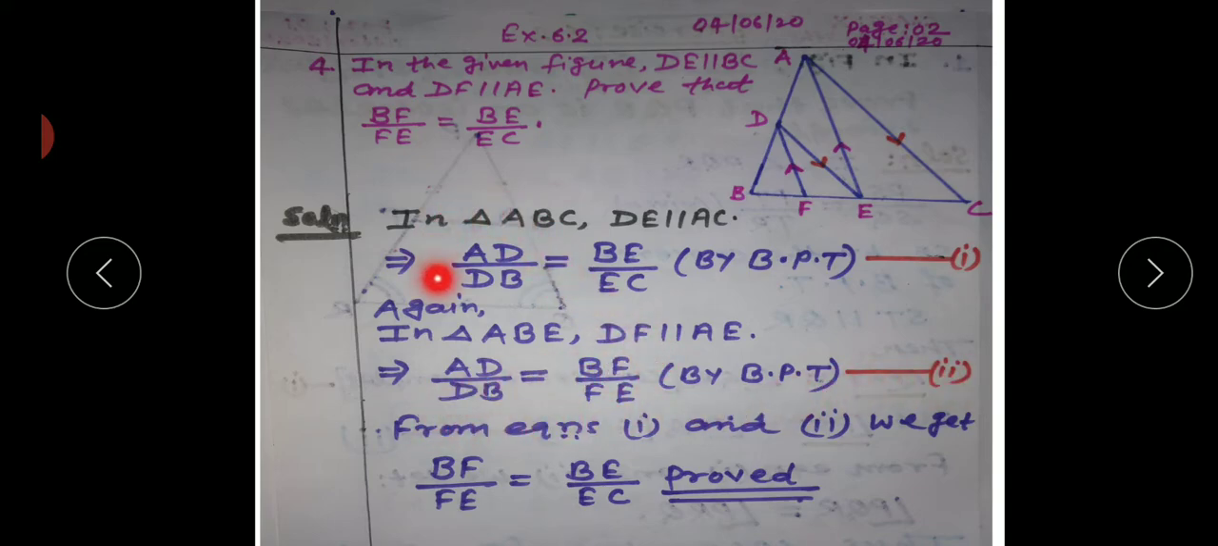Now the LHS of both the equations are equal, so their RHS will also be equal. So from equations first and second we get BF upon FE is equal to BE upon EC. Hence the question is proved.